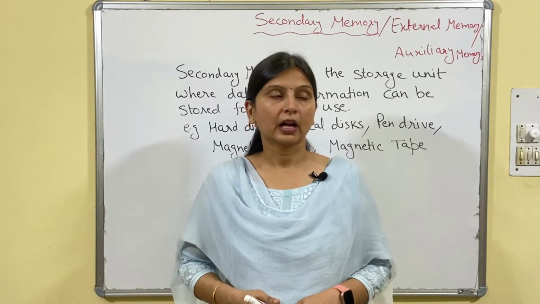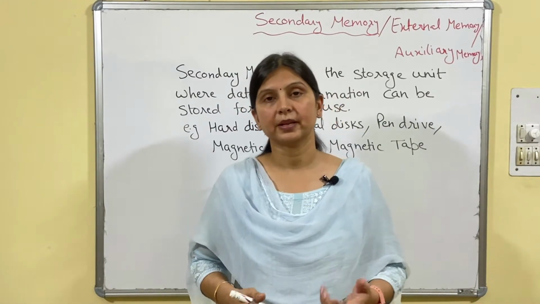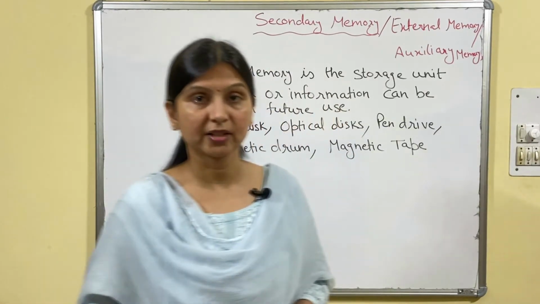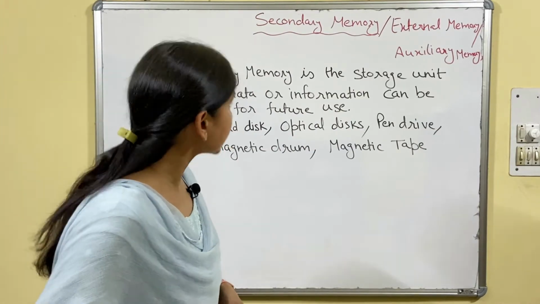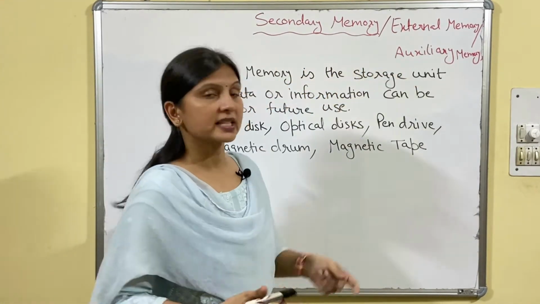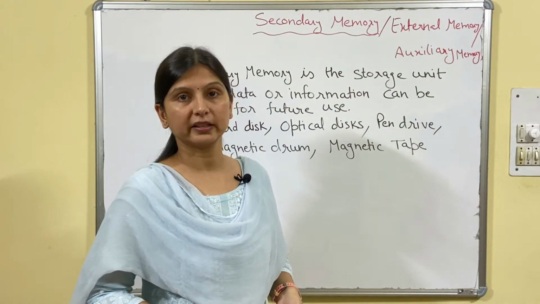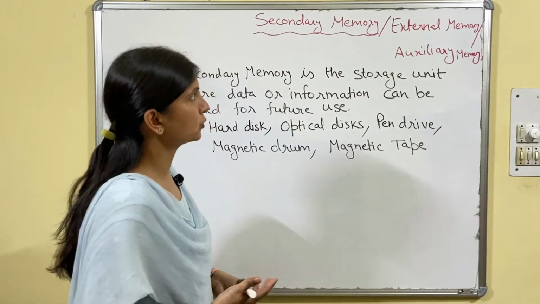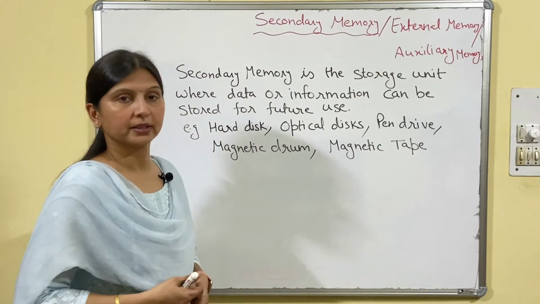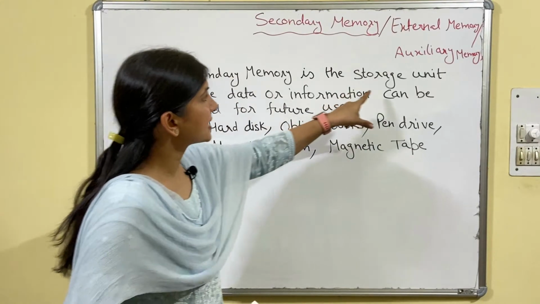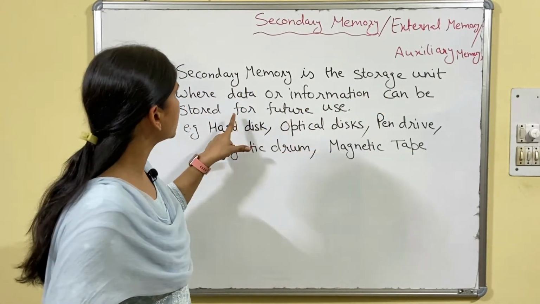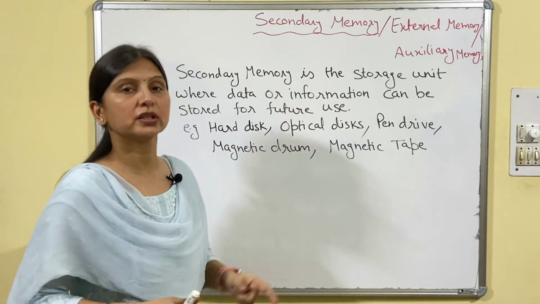Fine. Now come to the secondary memory. Today we will discuss secondary memory, the other type of memory. Now what is secondary memory? Secondary memory, first, the other names are external memory or auxiliary memory. Fine, these are the two other names of secondary memory. Now what is secondary memory? Secondary memory is the storage unit where data or information can be stored for future use.